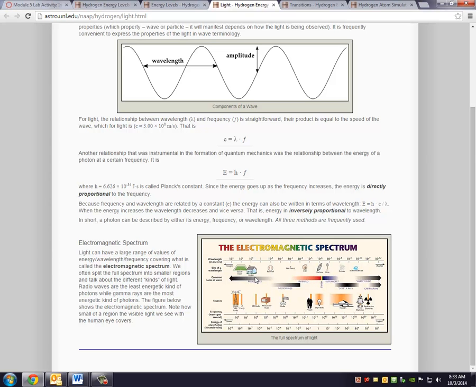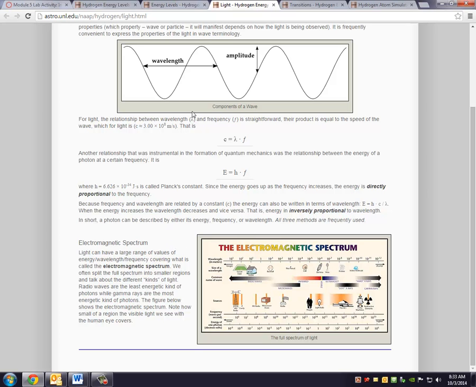However, we can build equipment that can sense these things. That's why astronomers use radio telescopes. They use gamma ray telescopes and X-ray telescopes because sometimes it's useful to be able to see in those wavelengths in order to learn more about the universe. But anyway, that's the background on the electromagnetic spectrum.